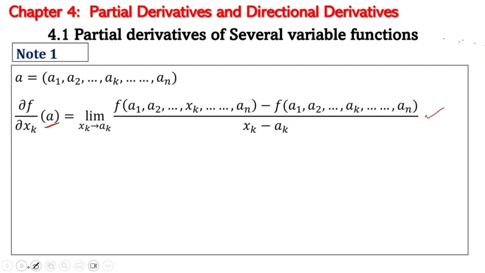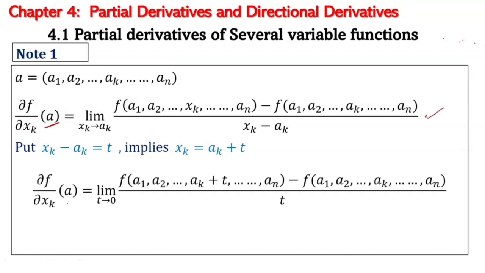So now we'll substitute here: xk minus ak equal t. So this implies xk equal ak plus t. So t is just a variable. You can substitute any other variable also. So now we'll put xk equal ak plus t, and then replace it in this equation. So after that, what will we get? The derivative of f with respect to xk at the point A is equal, this x we will replace by ak plus t. Okay, so the remaining is the same.